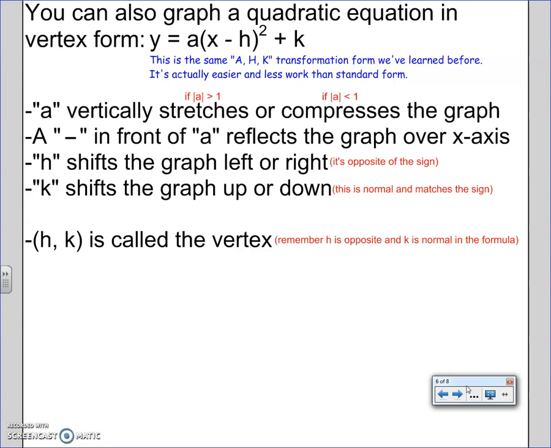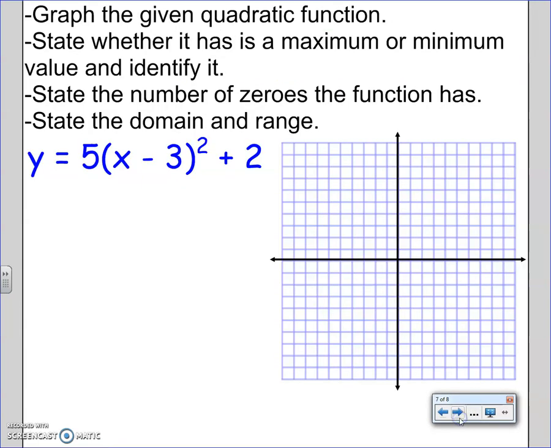h is shifted left to right, but it's opposite. k is up and down, but it's normal. And now I'm going to tell you (h, k) is called the vertex. And remember, h is opposite and k is normal. So this is called vertex form because we can pull the vertex out of the equation. So same thing, graph, say what is max or min, identify it, say the number of zeros, x-intercepts, and domain and range. So this is AHK form.